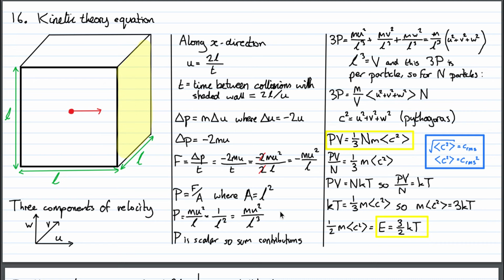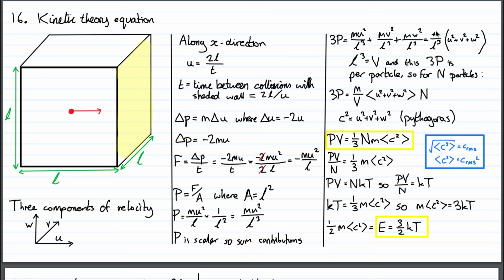Pressure is a scalar. So if I consider all three directions, then there is pressure from one, plus pressure from another, plus pressure from another. So that's P plus P plus P, that's 3P. And the right-hand equations, add them all together, that's what I get. mu squared over L cubed plus, in the y direction, mv squared over L cubed plus, in the z direction, mw squared over L cubed.